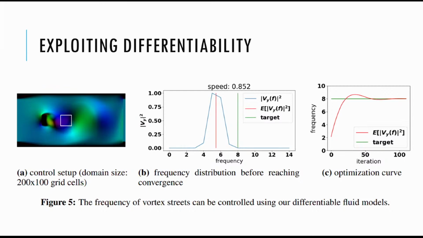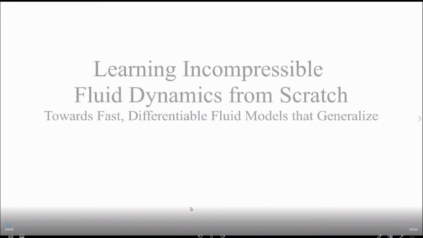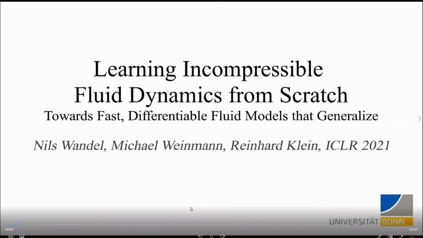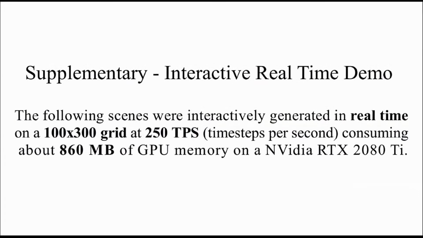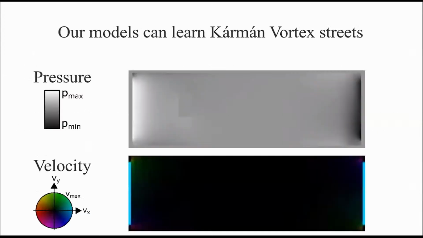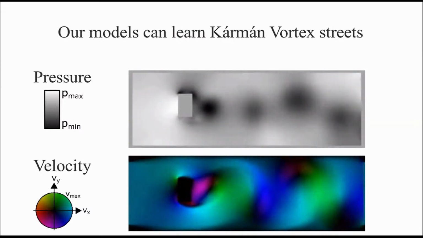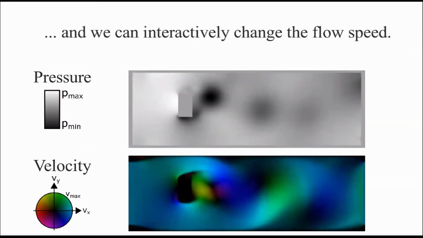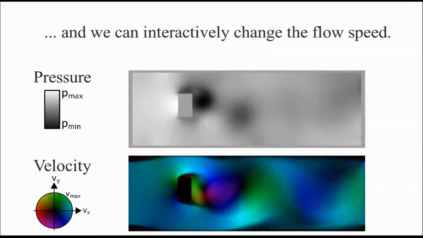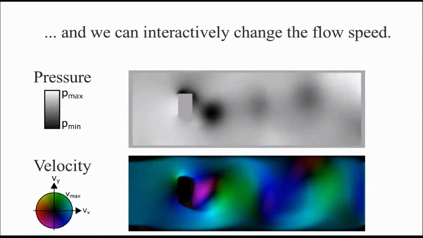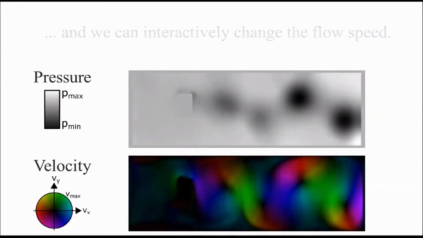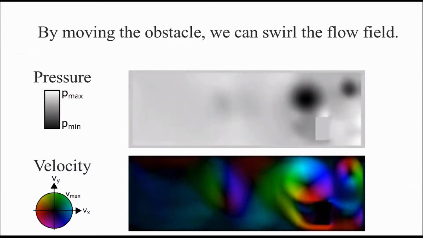So let me also show their supplementary movie because it's just much too cool to miss out on. And we'll see a few different examples of what they're doing. Start at the beginning, yes. Yes, with a 100 by 300 grid. And the amazing thing about this is these are all running basically in real time. So you can actually move the obstacle around with your mouse and change the flow speed, and it'll actually run at 250 time steps per second. So they can move the obstacle around.